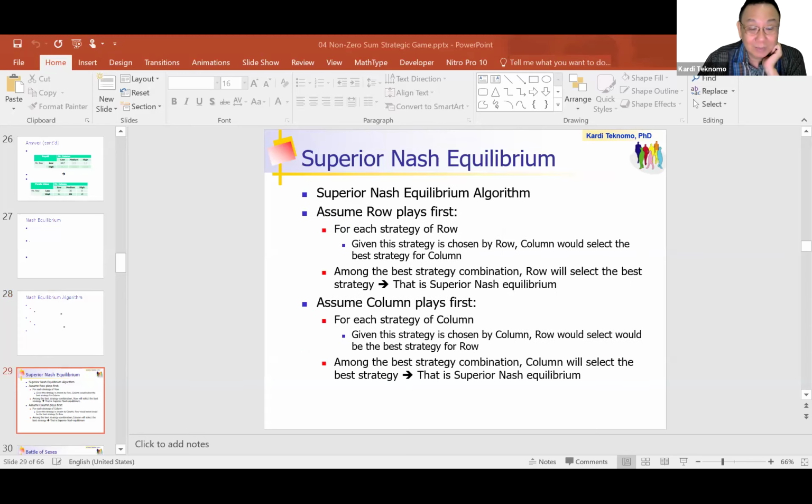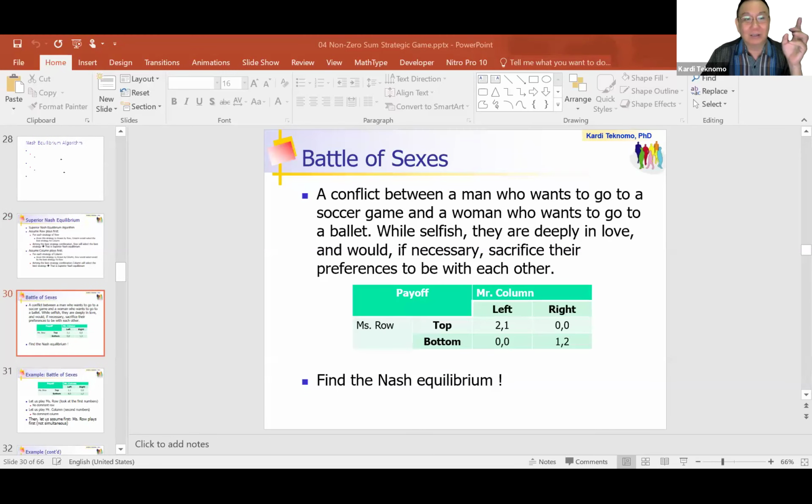I just want to add that sometimes we can find a superior Nash equilibrium, sometimes not. When you can find the best of the best for each row and each column, that is called superior. Let's see by example so that we can see better.